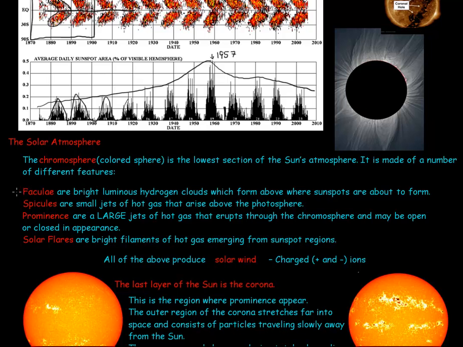It's made of four things: the vacuoles, faculae, spicules, prominence, solar flares. These are those white luminous clouds in the lower atmosphere. Spicules are those small jets, and I was telling the kids they're small because they're only about 1,000 miles tall.